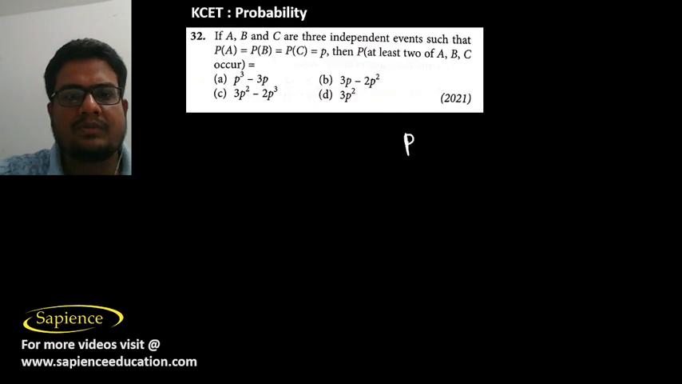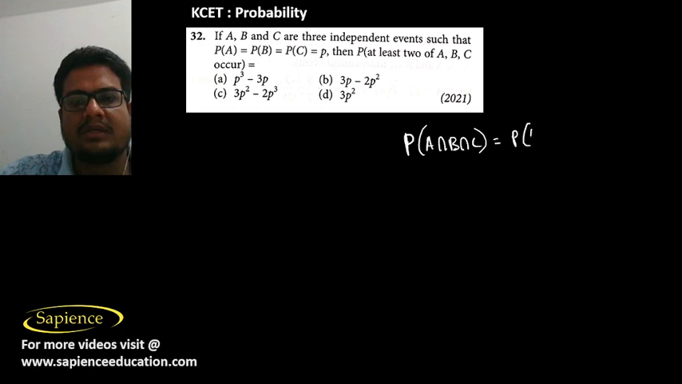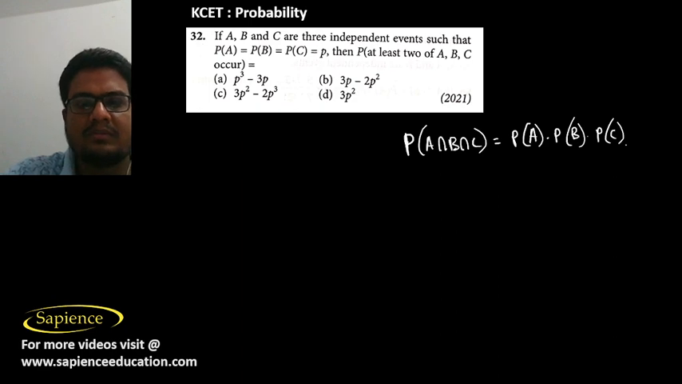Then in question number 32 it is told if A, B and C are three independent events, so it means that P of A intersection B intersection C is equal to P of A into P of B into P of C, since they are independent. So such that P of A equal to P of B equal to P of C, that is equal to P.